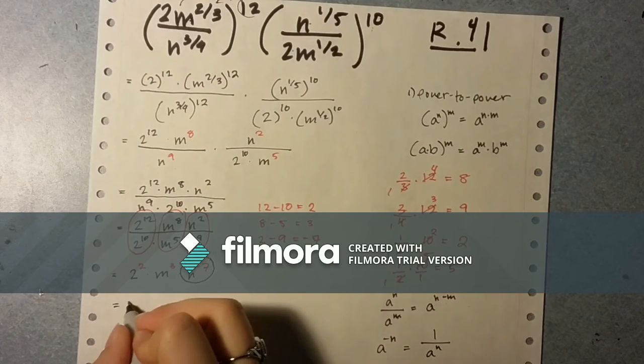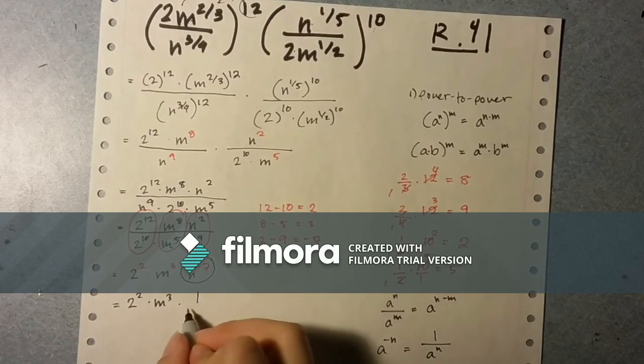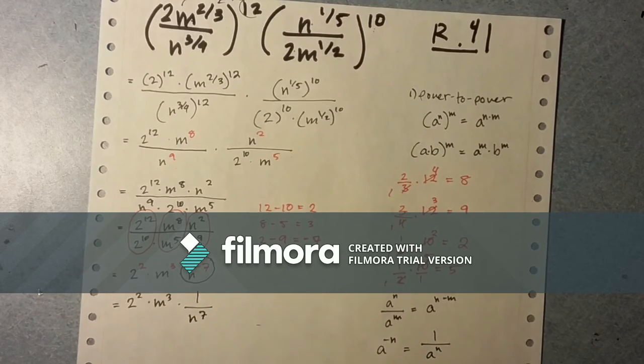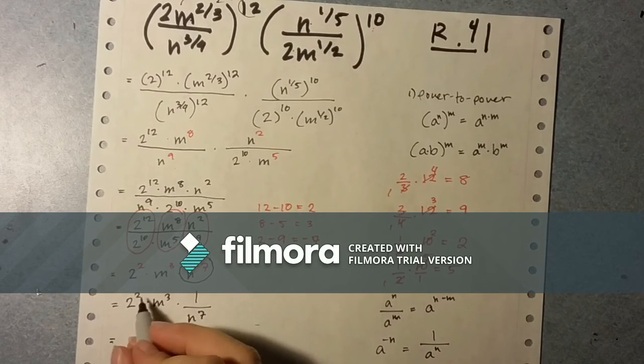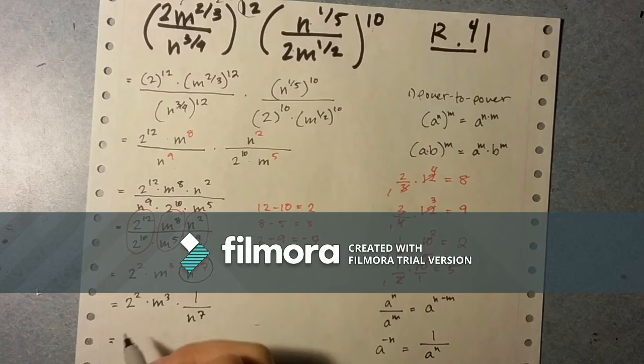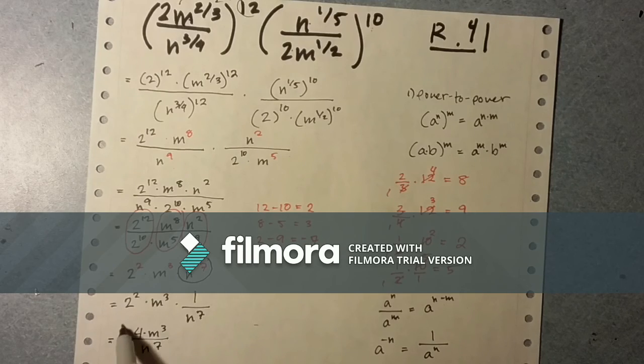Okay, so doing that, we get 2 squared times m to the 3rd power times, making the fish happy, 1 over n to the 7th. Okay, and we're almost done. We're just going to multiply straight across. And 2 squared, I think I can manage that. That's going to be 4. 4 times m to the 3rd power all over n to the 7th. And there we go.